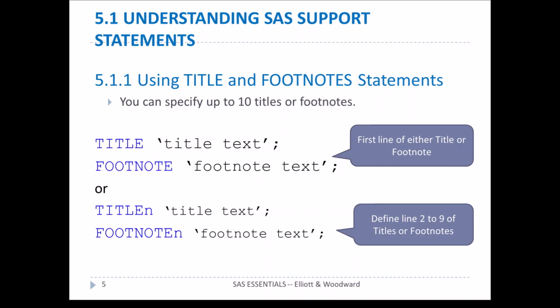The way that you do this is with the title statement and the footnote statement, and they follow this format: title, and then in quotes, either single or double quotes, whatever title text that you want. It's the same with footnotes. The way that you have multiple titles is you can have title N, where N can go from 2 to 9. So you can have title 2, title 3, and also for footnotes. So let's see how that works.